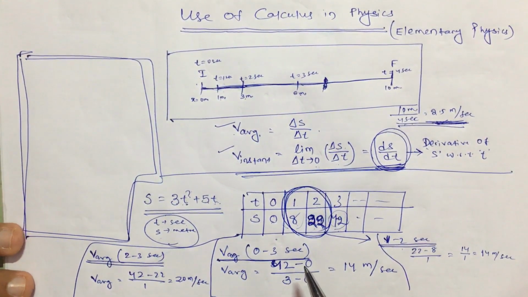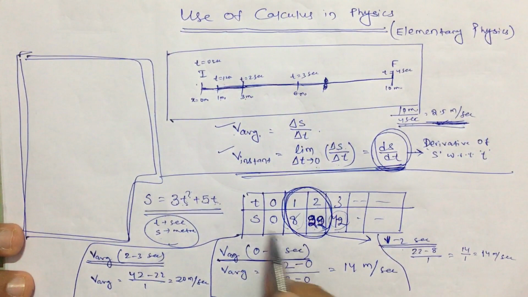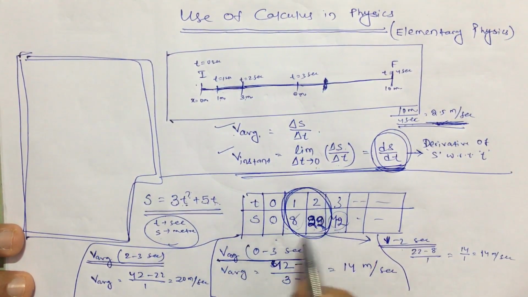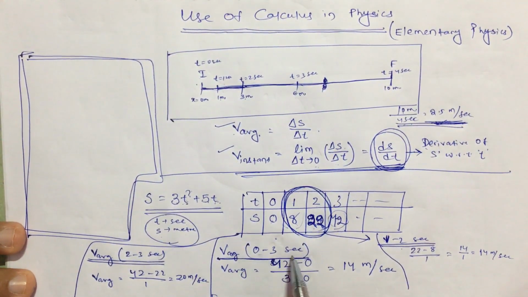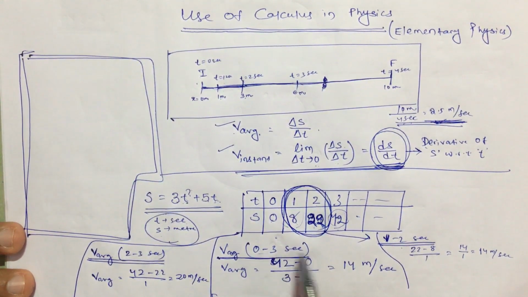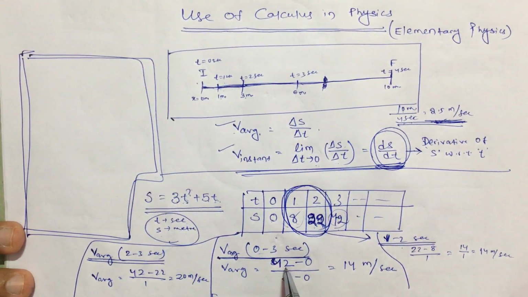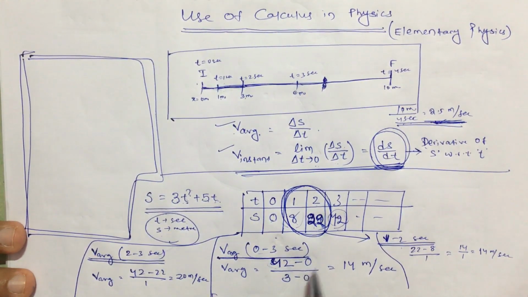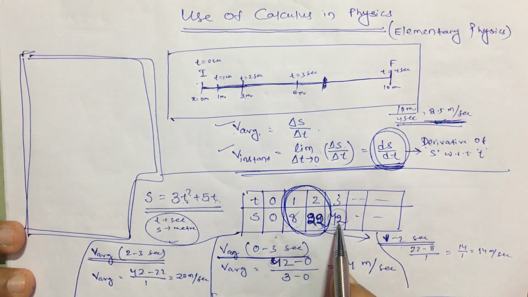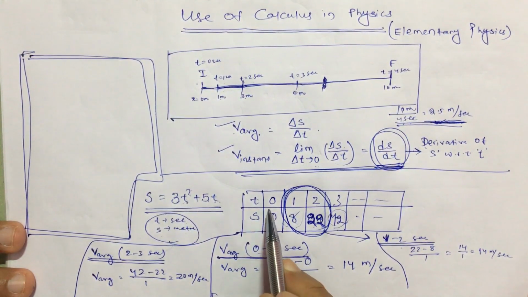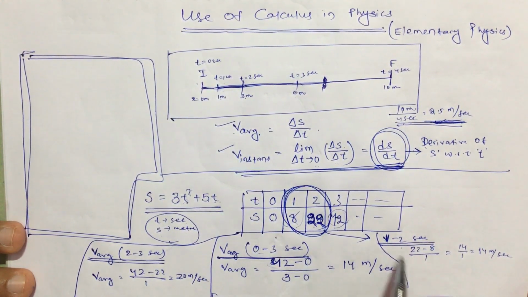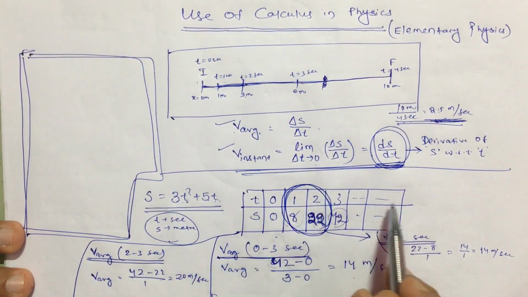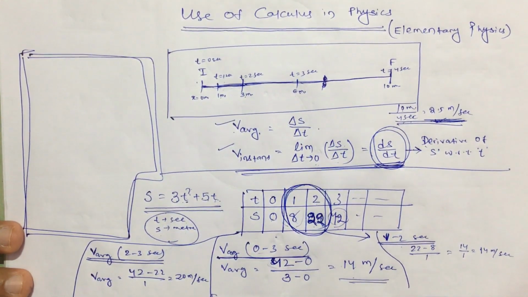So if someone asks you what is the average speed of this total motion between 0 to 3 seconds, what will you do? V average will be change in distance divided by change in time. So change in distance is from 0 to 42 and change in time is from 0 to 3. So like this you will get 14 meter per second. This does not mean that throughout the motion the object was moving at 14 meter per second.